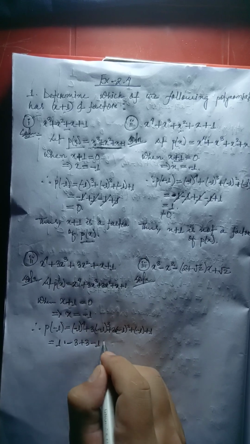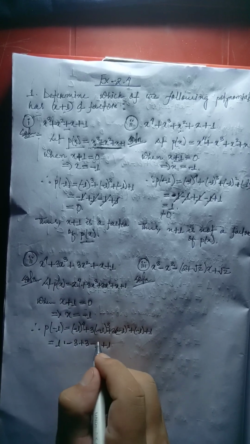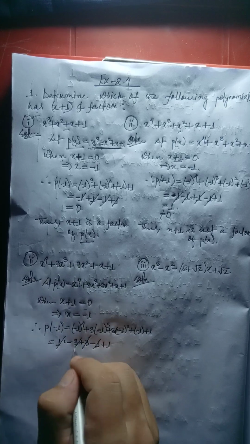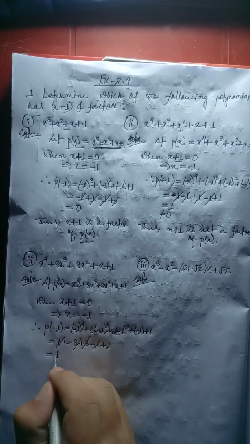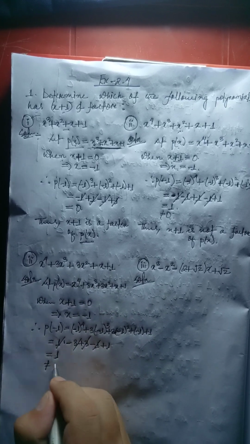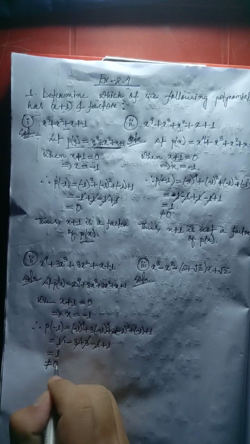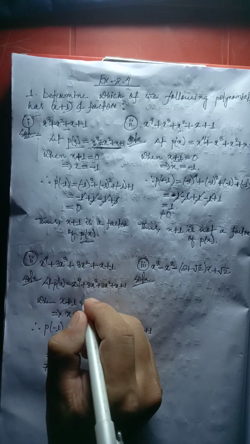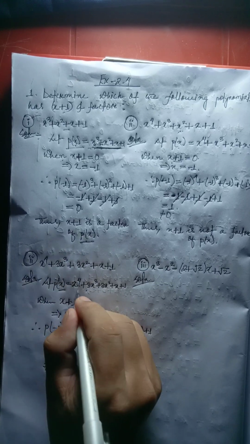After that we have minus 1 plus 1. You can get this 2. And after that you can get this 2. And at last you will get this 1. But this is not equal to 0. So you write that it's not equal to 0. If it is not equal to 0, then we say that x plus 1 is not a factor of this p(x). p(x) means this polynomial.